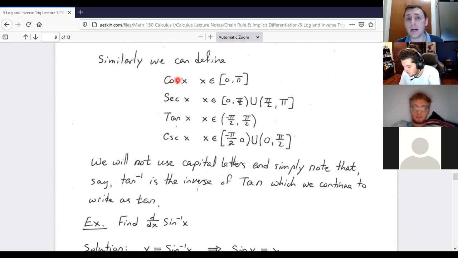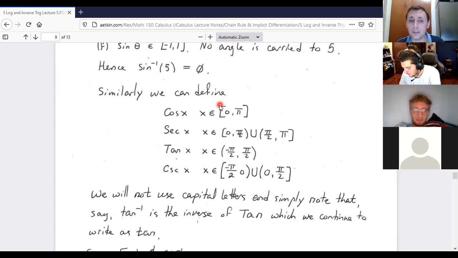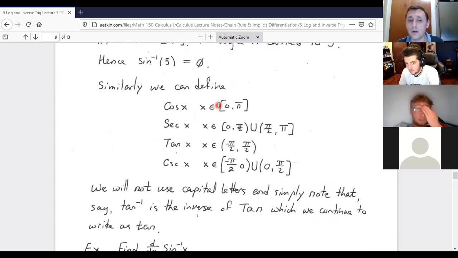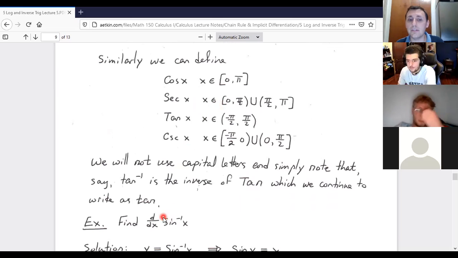So here are the corresponding restricted domains for cosine, secant, tangent, and cosecant. I wrote them purposefully with capital letters to indicate that's not the full function, but a function involving a restricted domain. Good? Now, here is this question, guys. Can you do it without me showing you how? Take the derivative of sine inverse of x. What will that be? Can you figure it out without my help? You have 3 minutes.